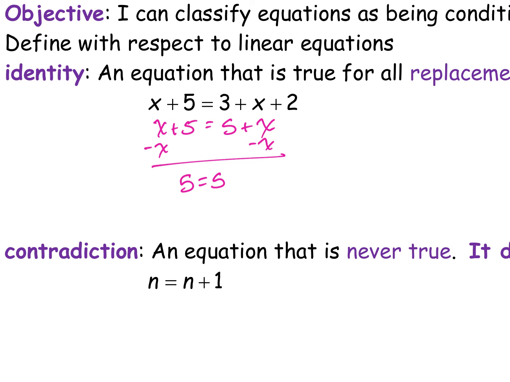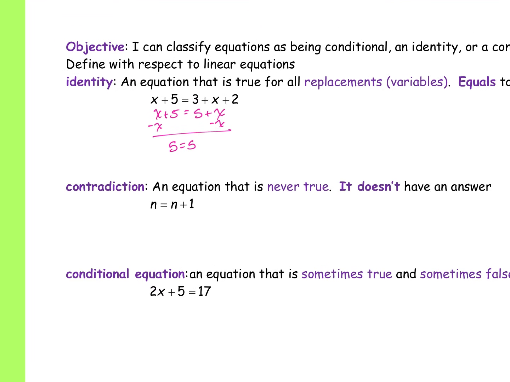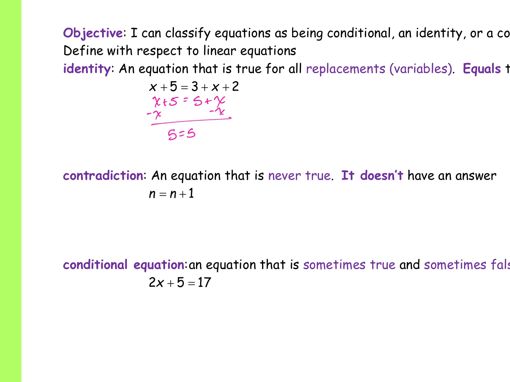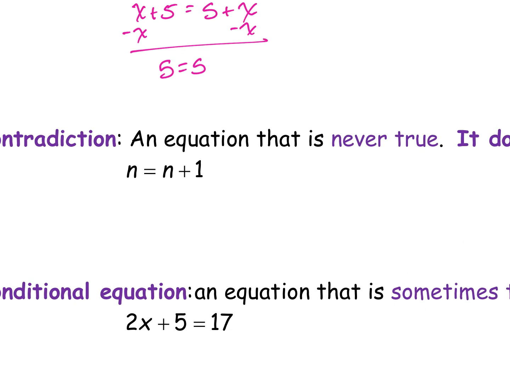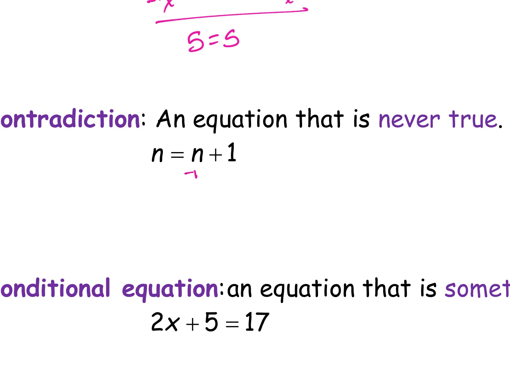The next thing is a contradiction. Contradiction says it's an equation that's never true. It doesn't have an answer. I'll get the variables gone again. There's no variables again, and I get some number that equals some other number, right? They're not equal. So if I do this example again, I subtract n from both sides, and I get 0 equals 1. Well, does 0 equal 1? Never in any universe does 0 equal 1. So that means this is a contradiction. Okay?